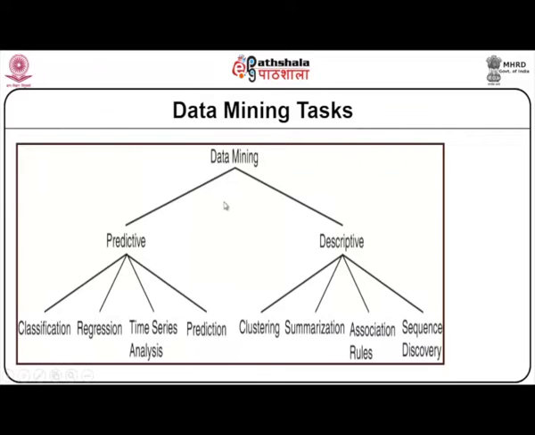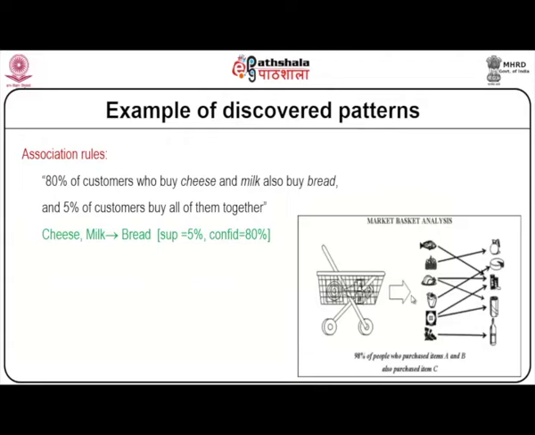As I told you, data mining is broadly classified into the predictive data mining task and descriptive data mining. With predictive, we have classification, regression, time series analysis and prediction, whereas with respect to descriptive, we have clustering, summarization, association and sequence discovery. These are the two different formats that we are about to look at in the forthcoming discussions. As we have said on association rule mining, we will try to see how these patterns are discovered with a simple example.